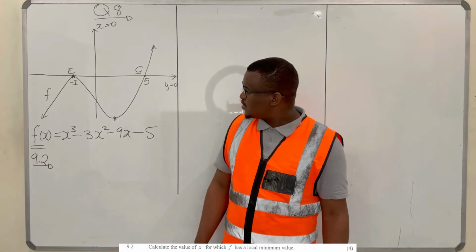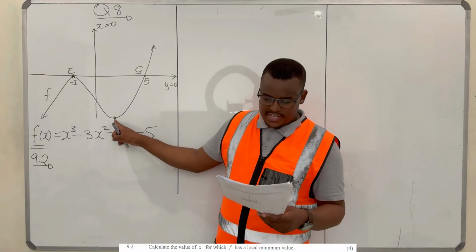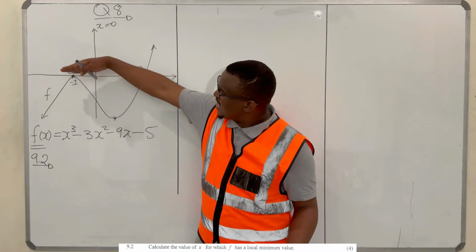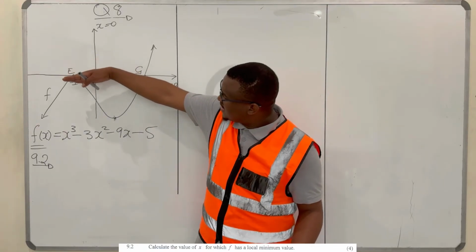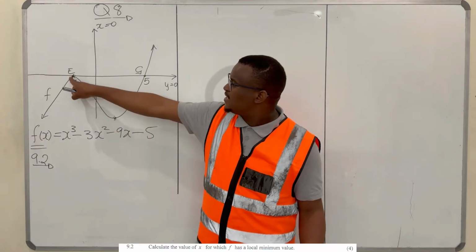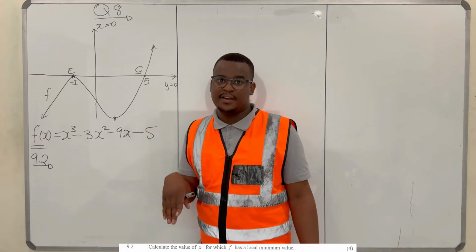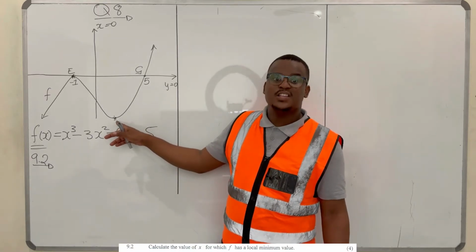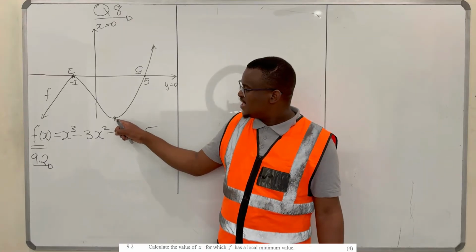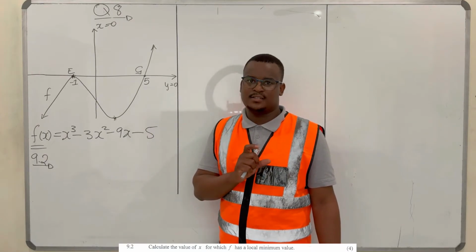So this cubic function of ours has a turning point at E and a turning point down here. The turning point at E, you can see, is at a higher level, right? And the other one is at a lower level here. So the one at E is called the local maximum of our function f, and the one down here is the local minimum. So what we're looking for here is the x value at which this local minimum is sitting.